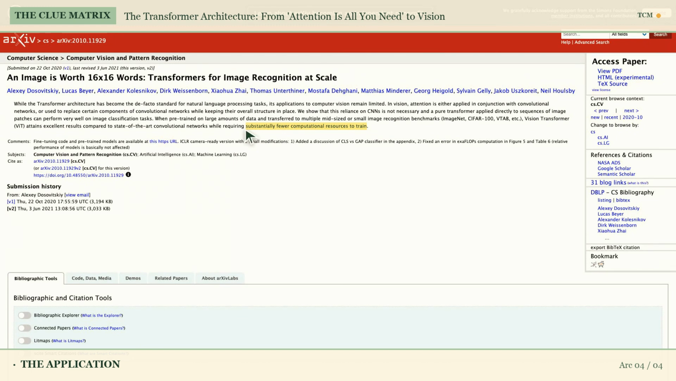And crucially, it requires substantially fewer computational resources to train than complex CNNs. This confirms the initial promise of the Transformer paper about efficiency. It's not just about performance, but also the practicality of getting that performance. One nuance, ViT performs best when pre-trained on large amounts of data and transferred to multiple mid-sized or small image recognition benchmarks. It thrives on vast data for initial learning. So, while general, it still needs that broad exposure to learn the fundamental relationships between image patches, similar to how large language models need huge text corpora.